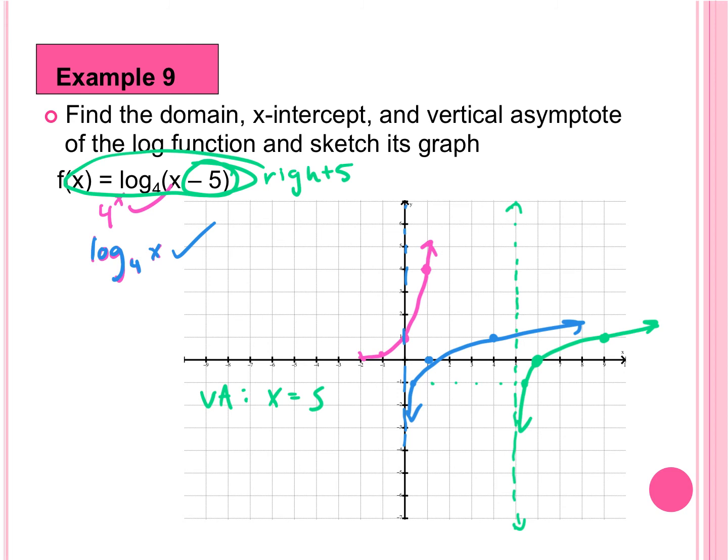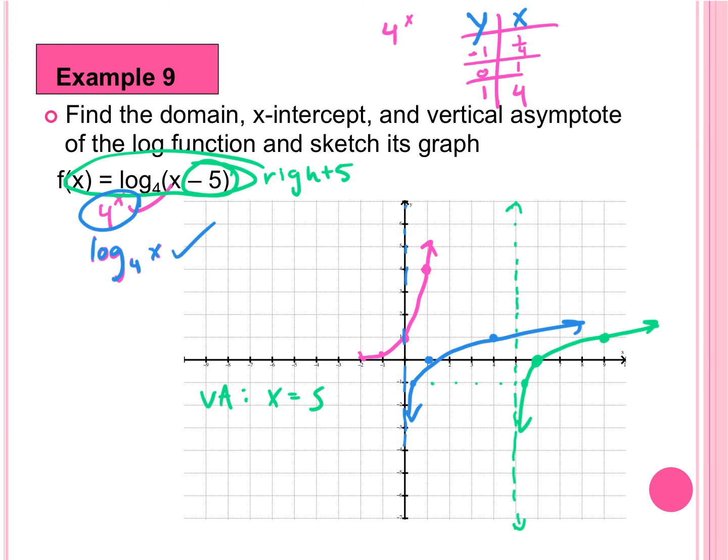The blue line was the inverse of the pink one. So for the pink one, my 4 to the power of x, the points that I plugged in were -1, 0, and 1. So this would be 1/4, 1, and 4. Then I took my x's and made them my y's, and my y's and made them my x's. So I flipped the points of this here.